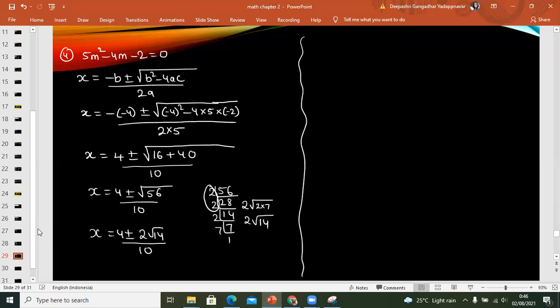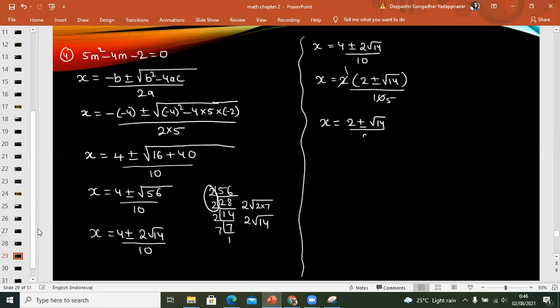Let me solve it here further. I'll copy the same step: 2 root 14 divided by 10. And we can take the common 2 out. So this will be 2 plus or minus, the 2 is gone out, root 14 divided by 10. This can be cancelled: 2 times 1, 2 times 5. And now we will get 2 plus or minus root of 14 divided by 5.